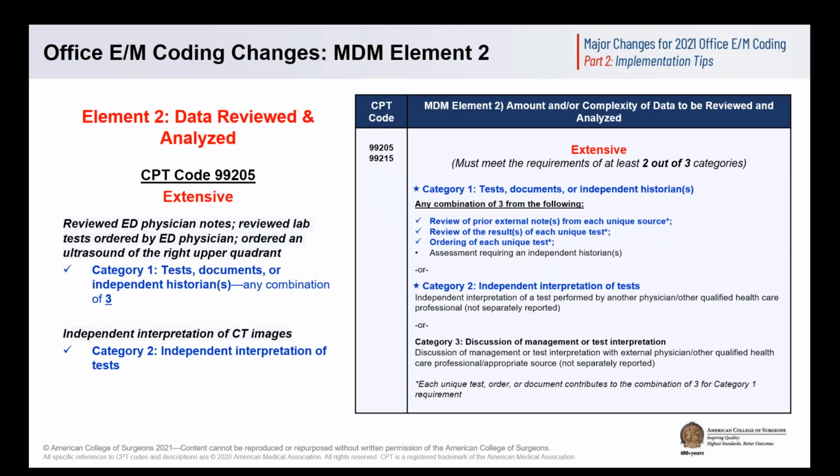However, in data, we do. So we have to meet the requirements of at least 2 out of the 3 categories below. And because the surgeon will do these and document them in the note, reviewed the notes of the emergency medicine physician, reviewed test results, and reviewed the ultrasound report, as well as interpreting the CT scan images independently, this surgeon met the documentation actually for a level 5 in data reviewed and analyzed. So this reaches a level 5, whereas the first reached a level 3.